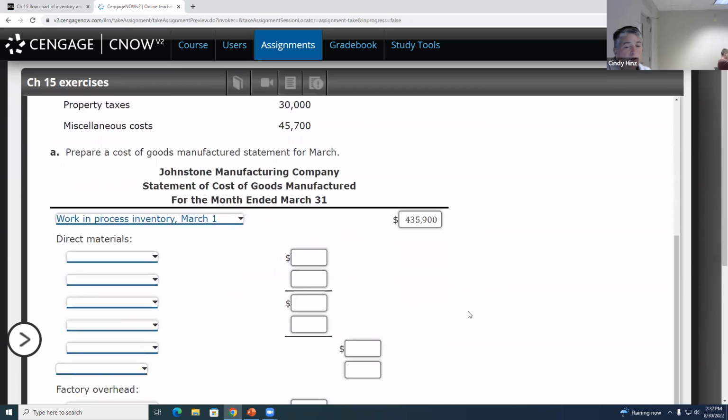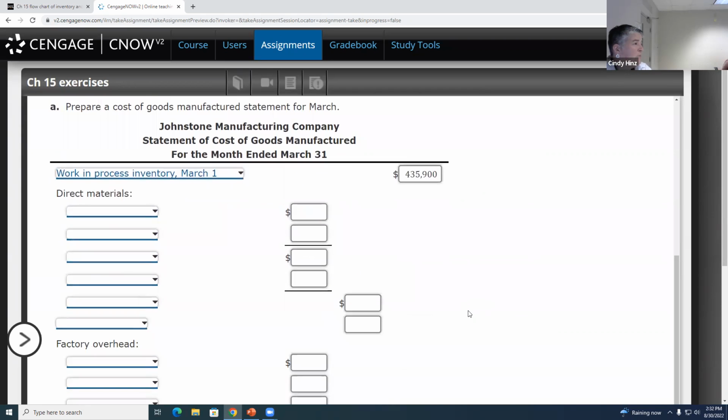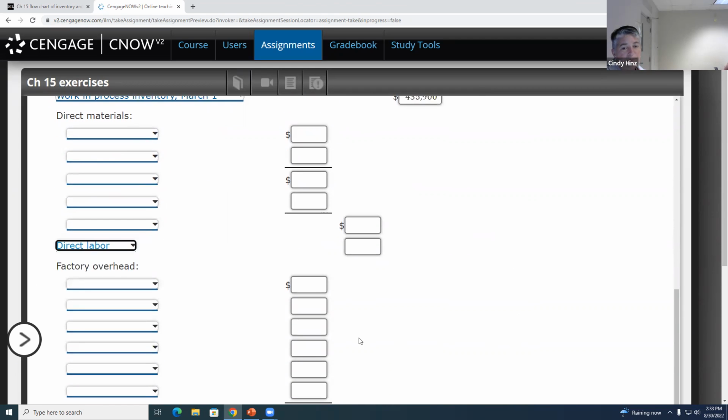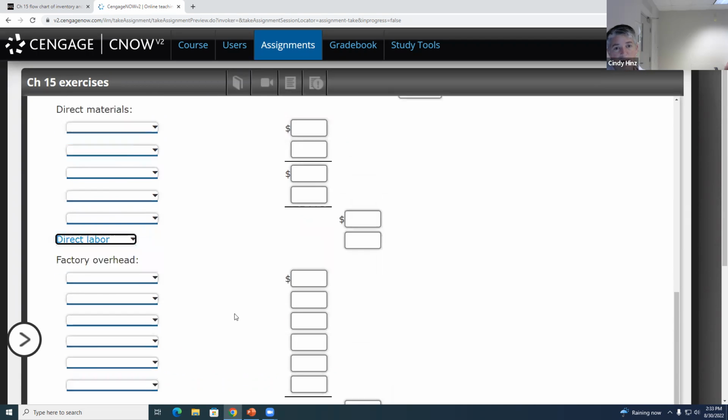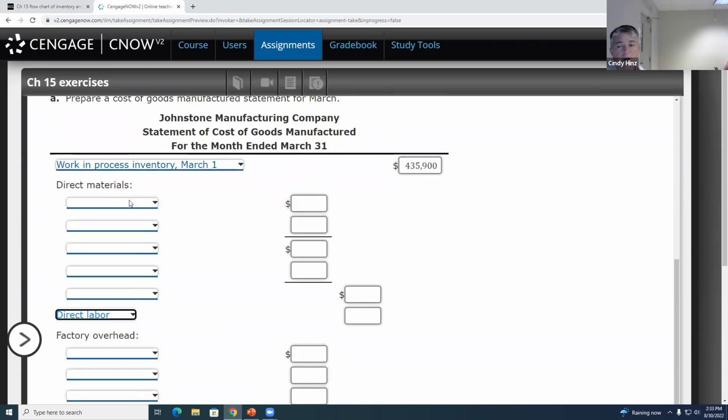Then we want to know, well, what did we add to that? We started with 435,900. What did we add to it? We know we added direct materials, which is going to take some work to determine. We also added direct labor, and we added some overhead, and they're going to have us list each one of those overhead costs separately. But let's look at our direct materials next.